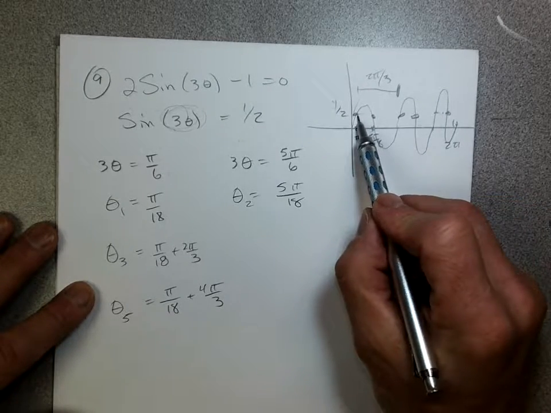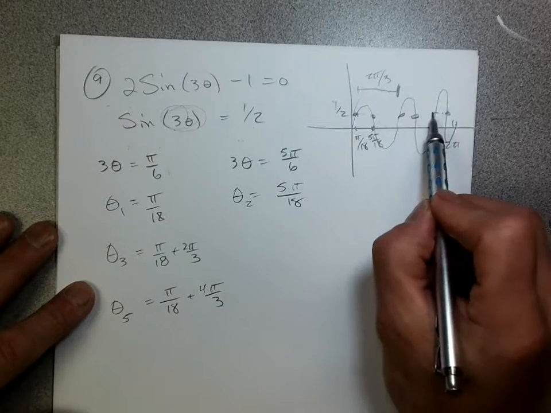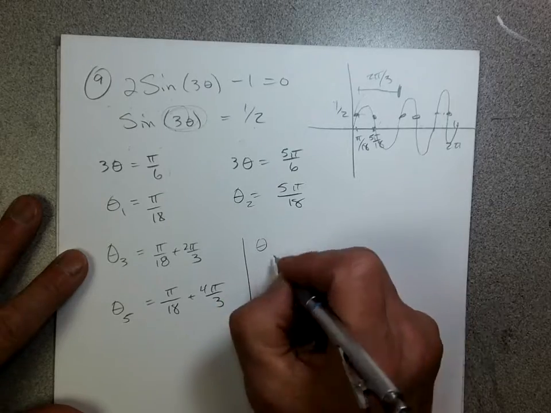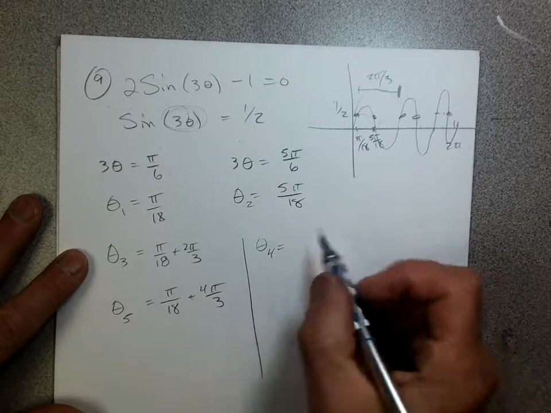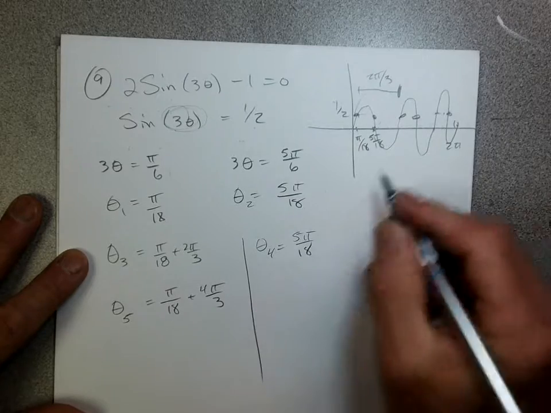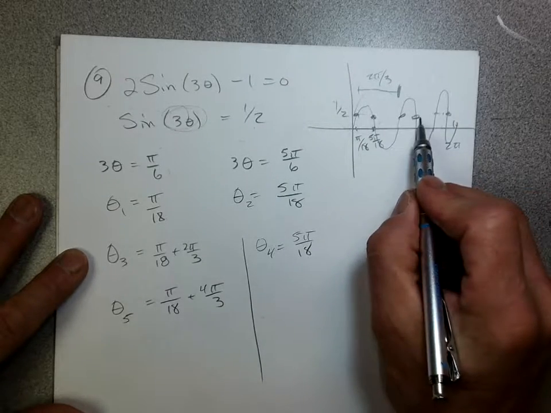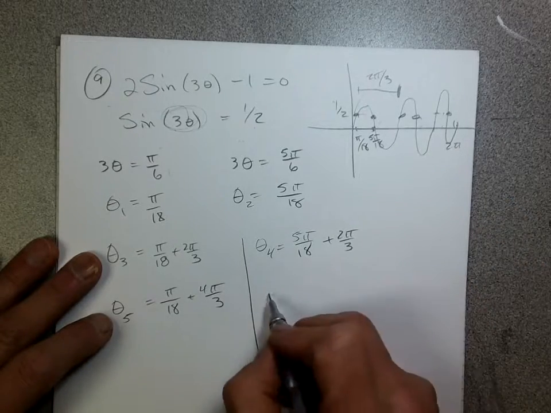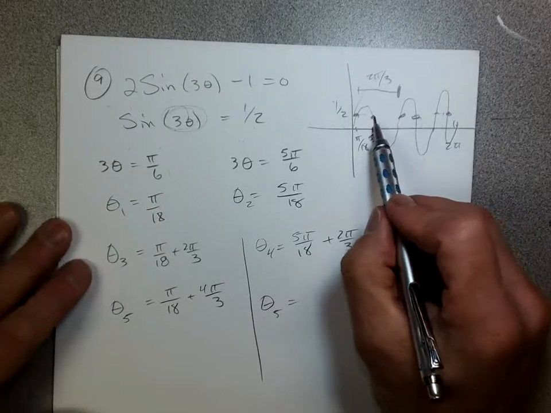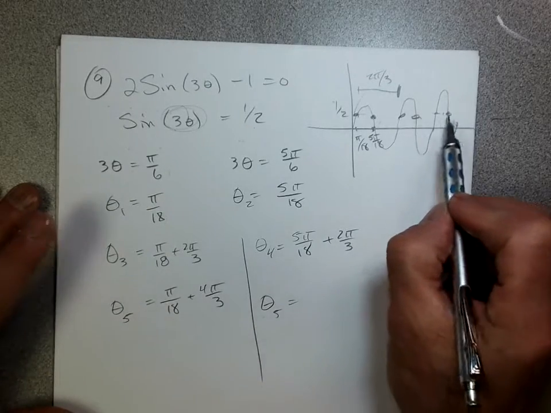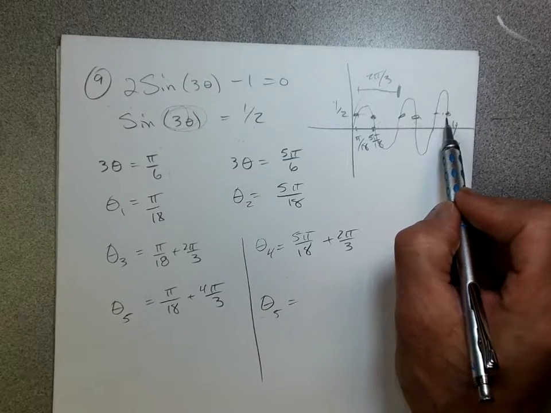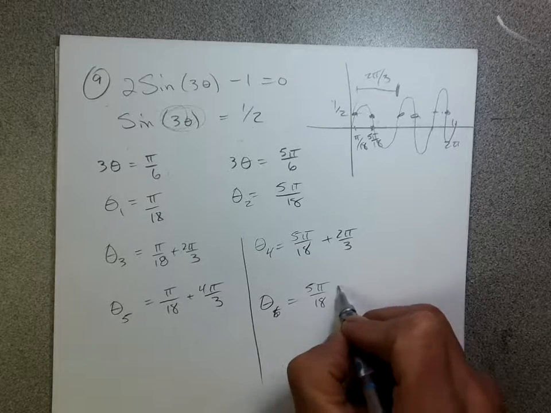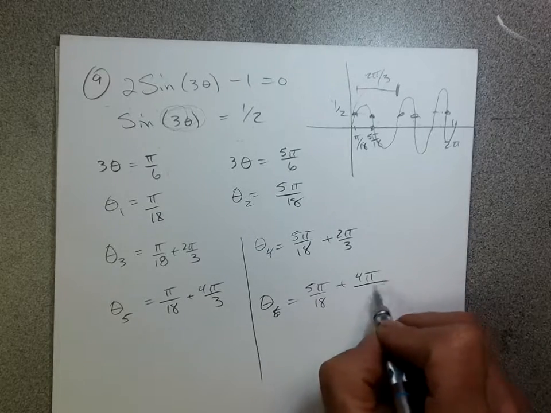Okay, here's my pi 18ths. Jump ahead 2 pi thirds. Jump ahead another 2 pi thirds. You can see that, right? And here, let's get the other two answers. So I got theta 4 is my 5 pi 18ths plus, that's right there, 5 pi 18ths. I jump ahead, which is another 2 pi thirds. Okay, and then theta 5 is my 5 pi 18ths plus 2 pi thirds plus another 2 pi thirds, which is like going to be theta 6. 5 pi 18ths plus 4 pi thirds, okay?